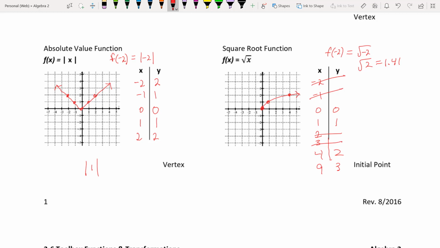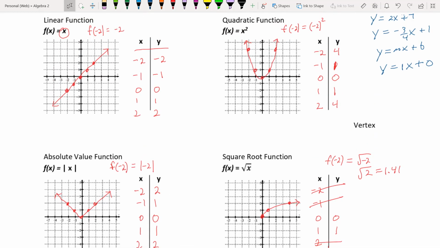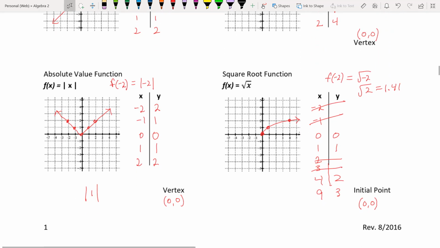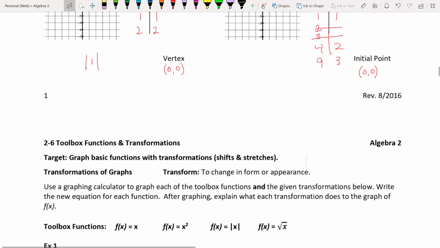All right. Where that graph started at 0, 0, we're going to call that its initial point, 0, 0. On the previous graph, on the absolute value, we actually call that 0, 0 the vertex. And likewise, on the parabola up above, the vertex is 0, 0. Okay? Now, if you call it a vertex on a square root, nobody's going to say anything probably, but we'll go with that for now.